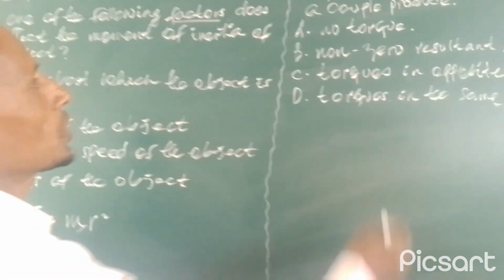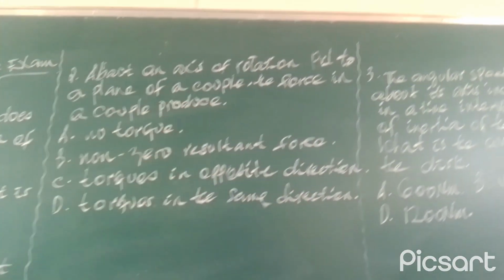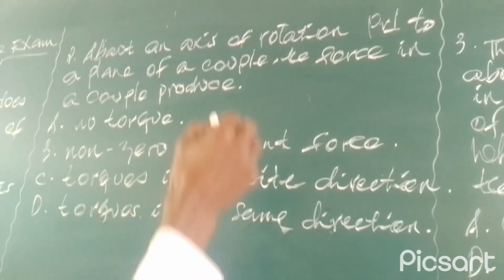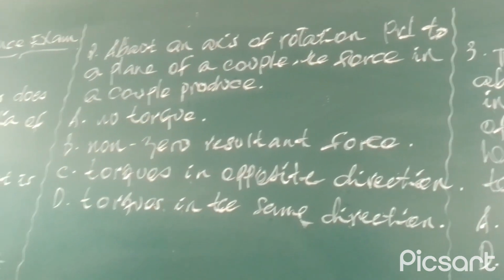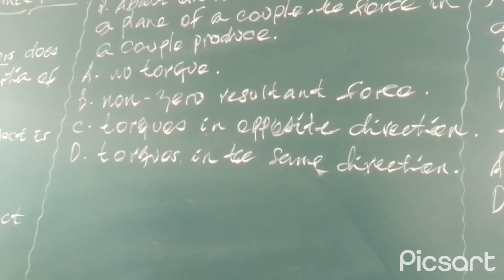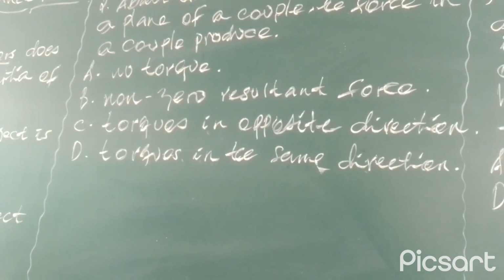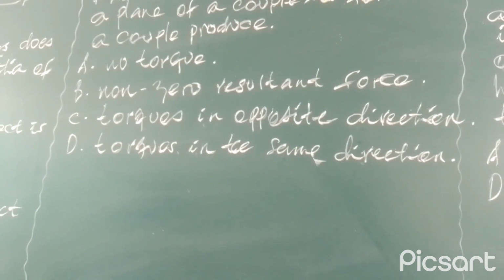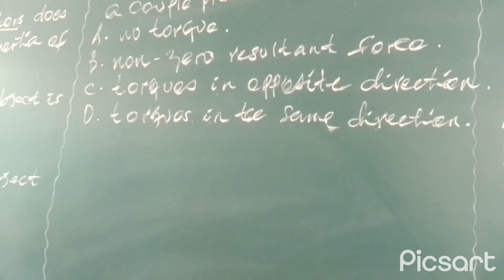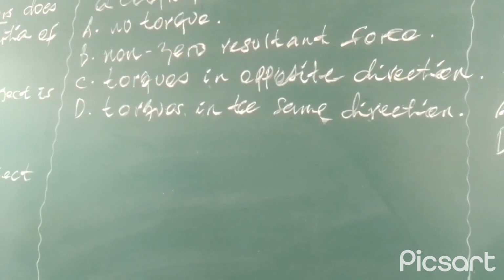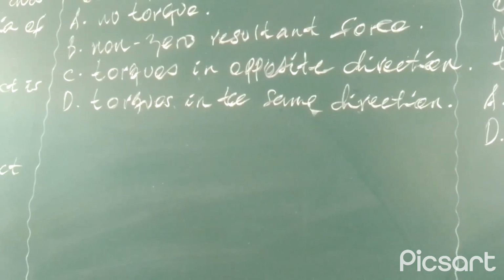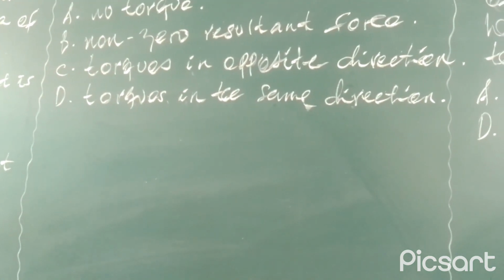Now the second question: about an axis of rotation perpendicular to the plane of the couple, the force in the couple produces: choice A, no torque; choice B, non-zero resultant force; choice C, torque in opposite direction; choice D, torque in the same direction. To answer this, we have to know what torque is.